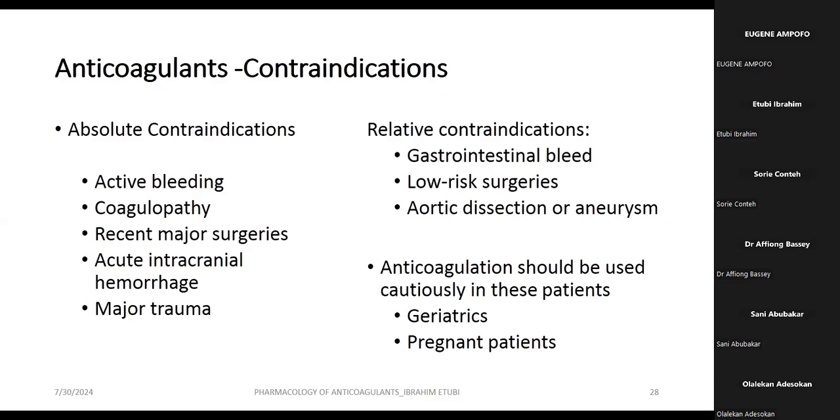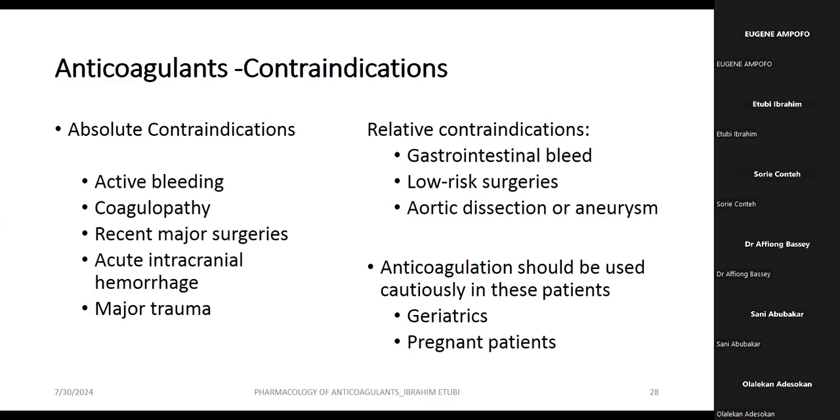So anticoagulants are contraindicated absolutely, and in some conditions relatively. When there is active ongoing bleeding, of course, you don't want to use them because they worsen bleeding. The same applies in the setting of coagulopathy, or a patient who has just had a very recent major surgery, where the risk of bleeding is high. For a patient with an acute intracranial hemorrhage, you may not want to start anticoagulation. However, there are relative contraindications. For example, a patient with GI bleeding, maybe an upper GI bleed that is currently not significant or ongoing, you can weigh the risks and benefits to see if the patient would benefit. And then those who have had low-risk surgeries and may not be ambulant, you may want to consider it, as well as patients with aortic dissection or aneurysm.